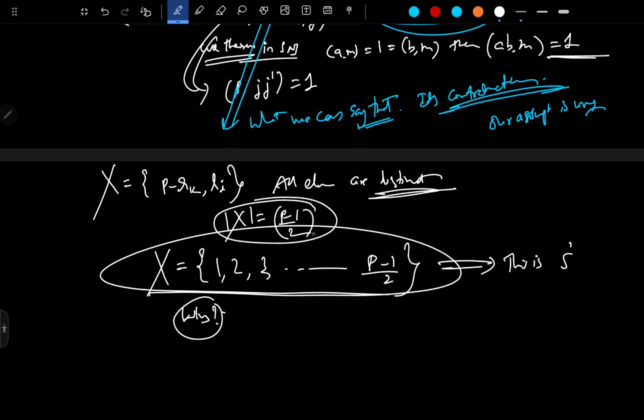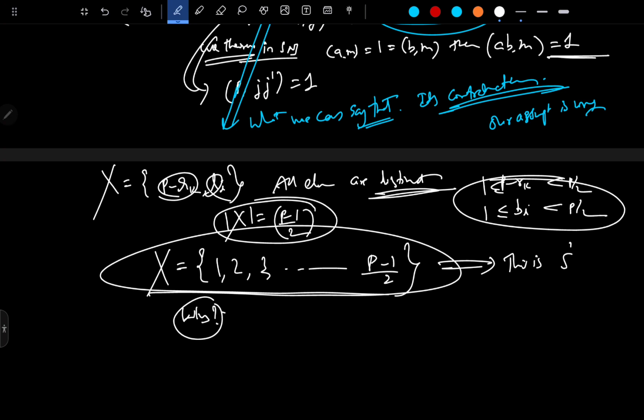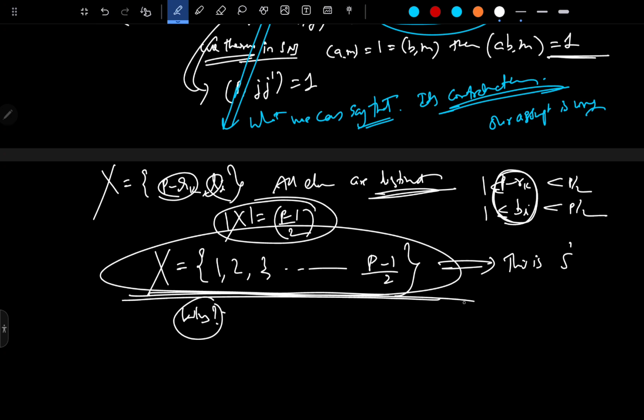Since every element is distinct and has a value less than P by 2, Bi is less than P by 2. Since it happens so, I can conclude that overall, at the end of the day, the set x looks like this. This is how it looks.